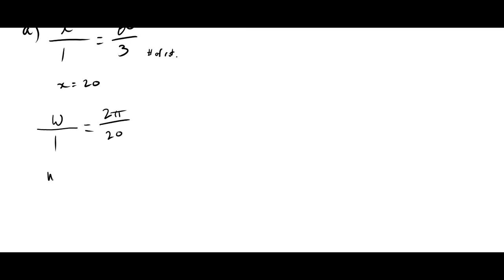So now I can do 2 pi over 20 is pi over 10. That would be my exact value. And then if I can find my calculator, pi divided by 10 is 0.314159265, and so on. And that is angular velocity, so that's radians per second. Okay, so that's question A.